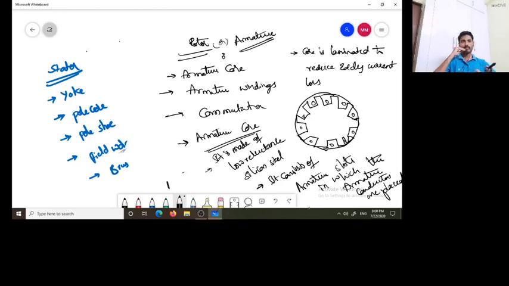The purpose of the core is to house the armature conductors, and also to produce a large amount of flux. That is the main purpose. So in order to produce more flux, it is designed to be made up of a low reluctance material. Here the low reluctance material is nothing but silicon steel. And the core is also laminated in order to reduce the eddy current loss.